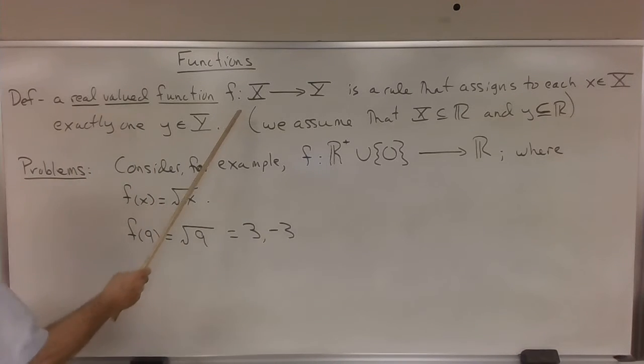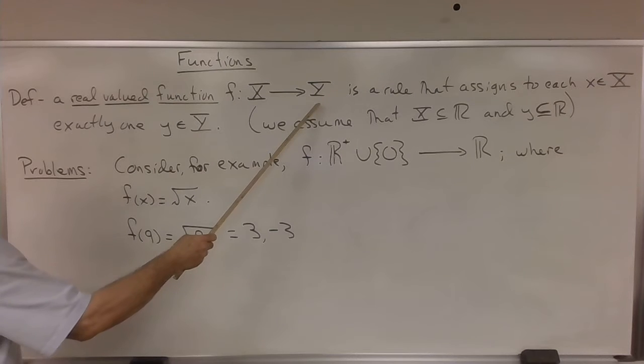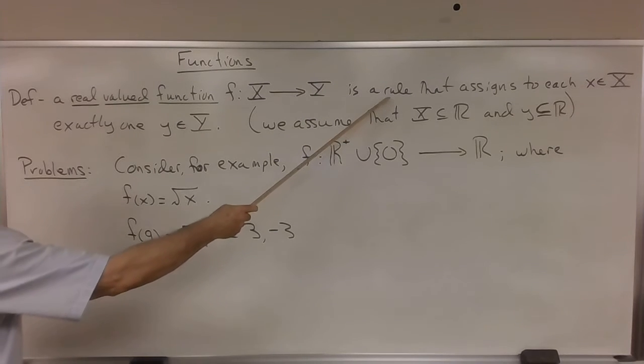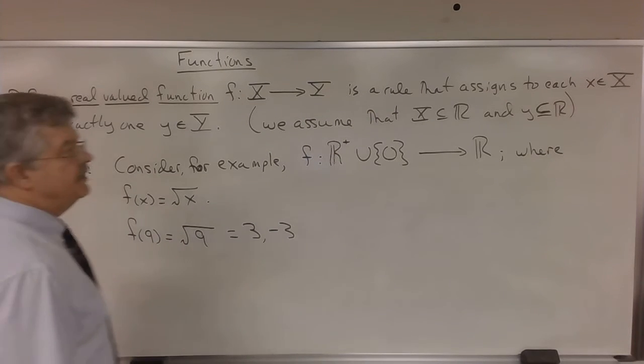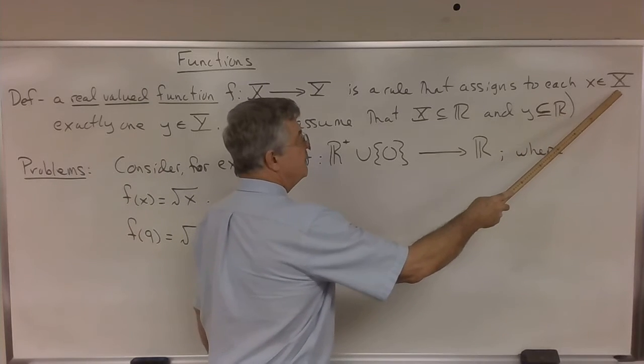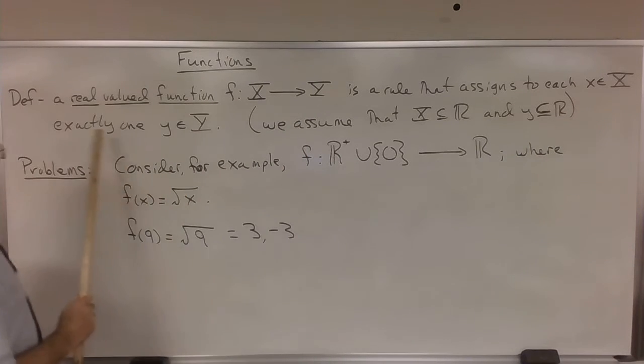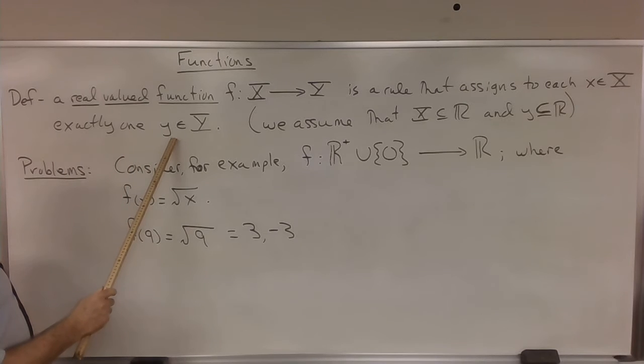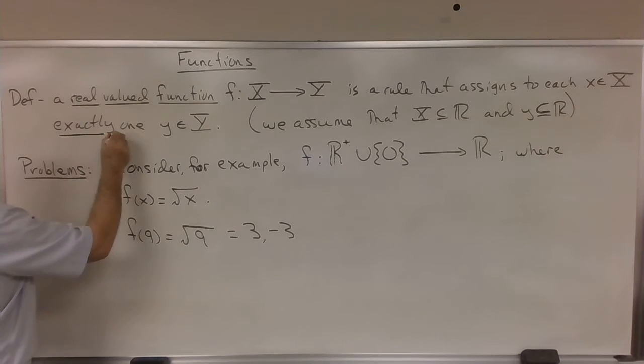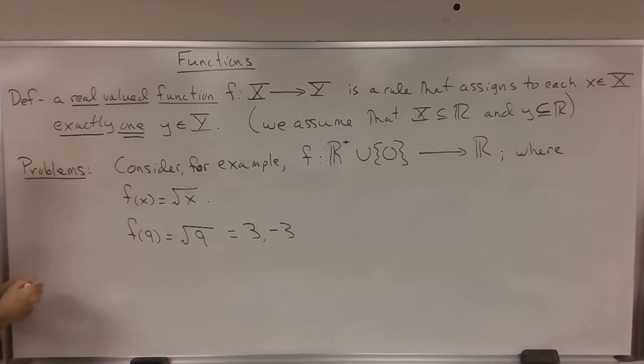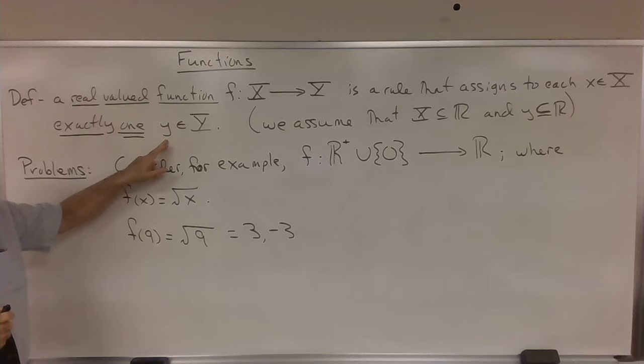A real valued function f from set x to set y is a rule that assigns to each x value in the set x exactly one y value in the set y. And we're usually very, very adamant about the fact that a function assigns to each x value exactly one y value, no more, no less.